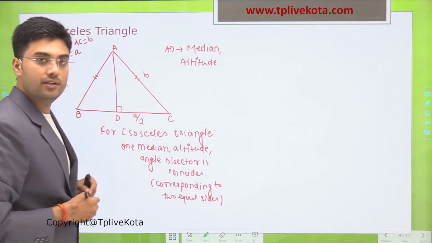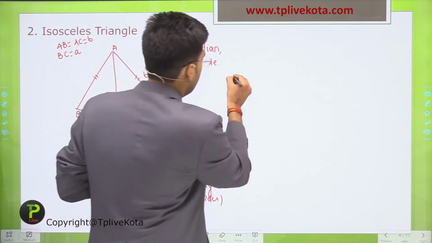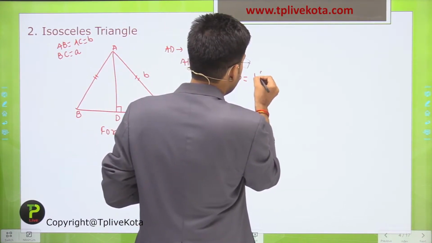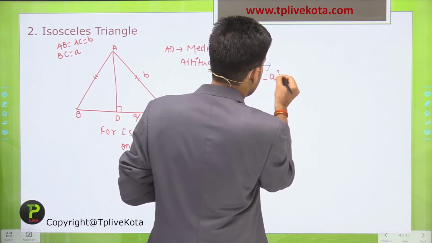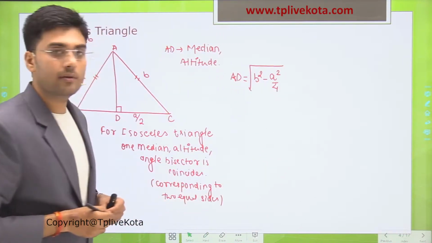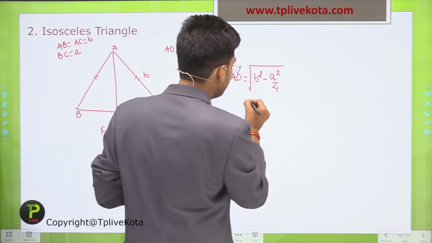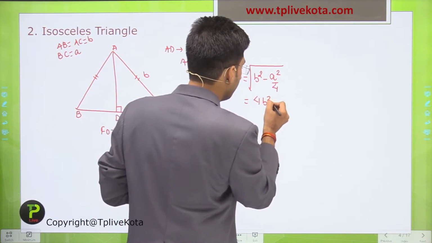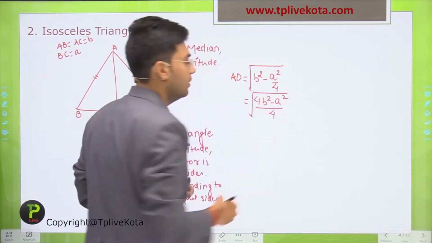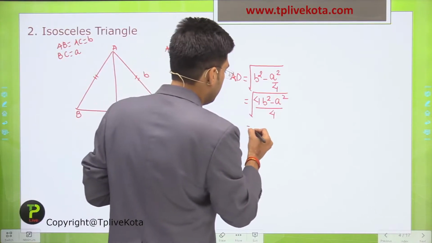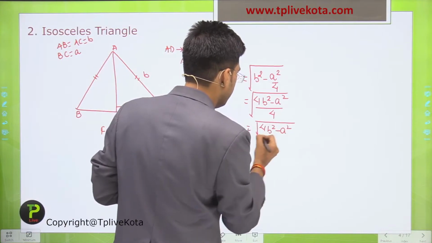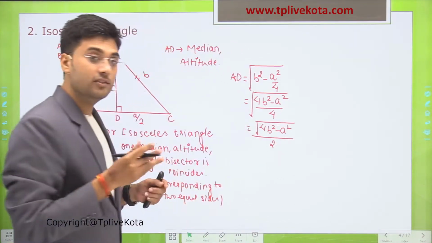So we can find the length of AD by using the Pythagoras theorem. AD is equal to the square root of b square minus a square by 4. When we solve this, we get the square root of 4b square minus a square, divided by 4, or we can write it as under root 4b square minus a square divided by 2. AD is the height.